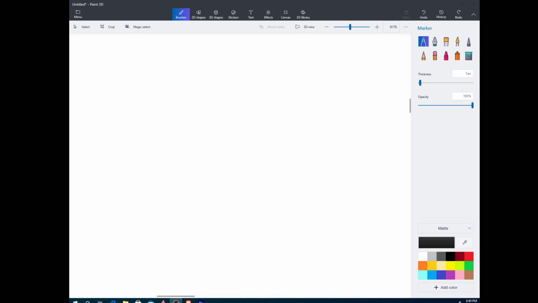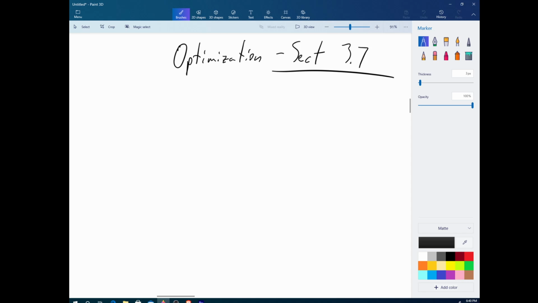Alright, so today and all of this week, what we're going to do is something called optimization. This is in section 3.7 of your book. And like I said, we're going to do this all week long. I'm going to just do the one lesson, and then I'm going to give you a longer assignment. It is word problems, so get started on this early. Don't put it off until Friday.